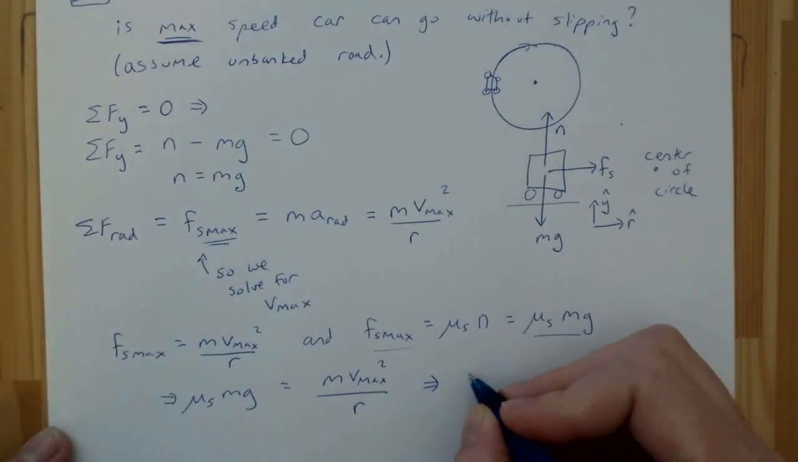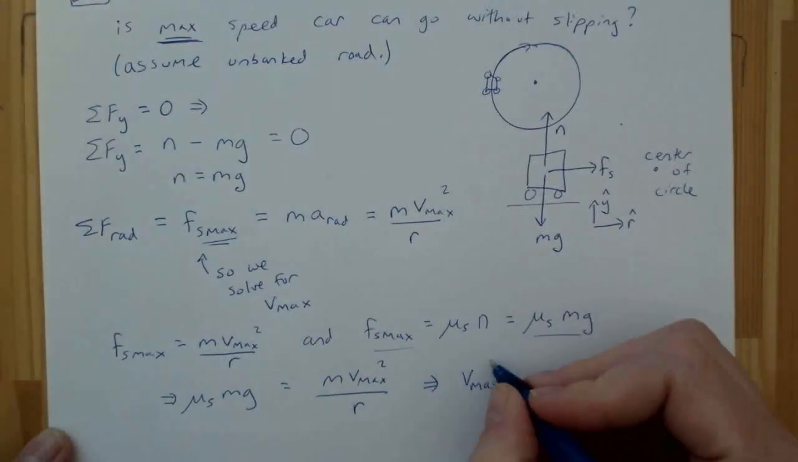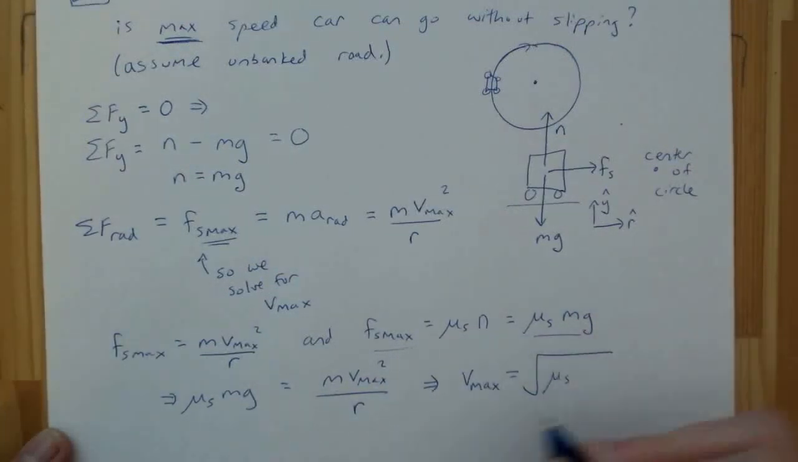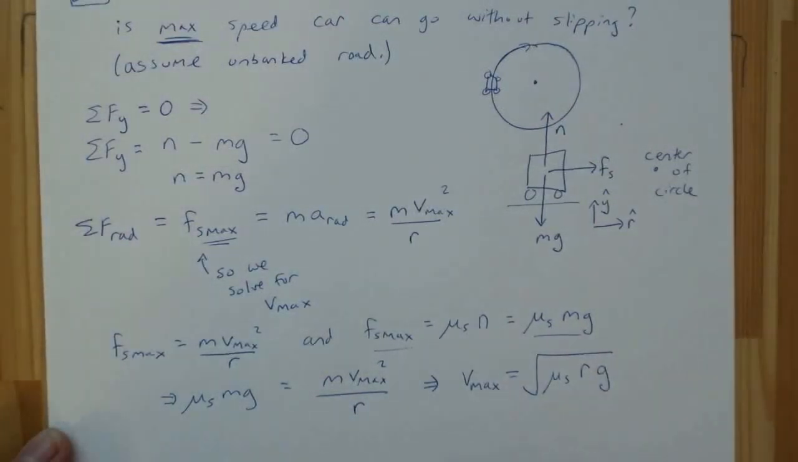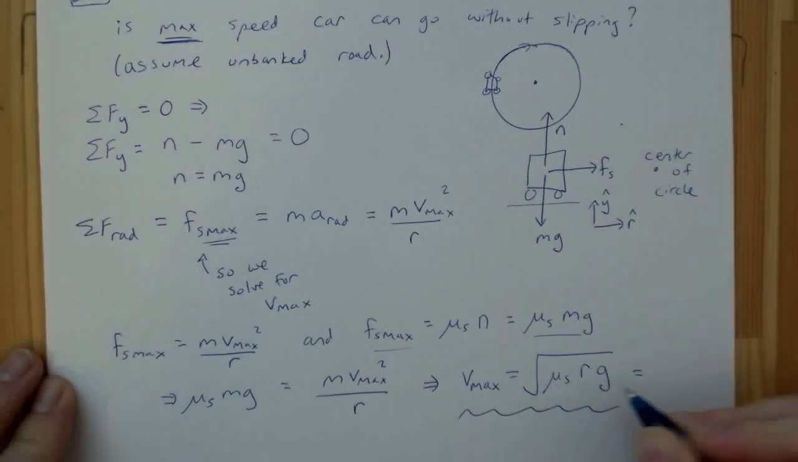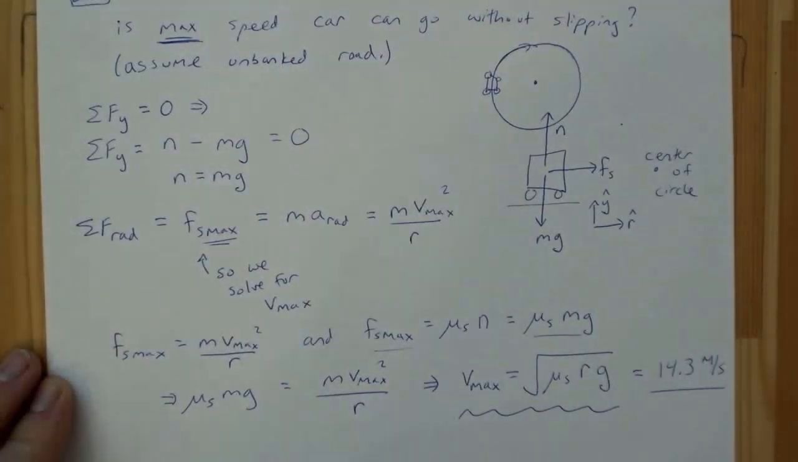Okay, so then that allows us to solve for Vmax, and we say that Vmax here is going to be equal to the square root of mu sub s times r times g. So at this point we have our result, and we want to just put in our values that were provided in the problem. When you plug in those values and use your calculator to solve, you'll find that the maximum speed for these particular specifications is 14.3 meters per second.